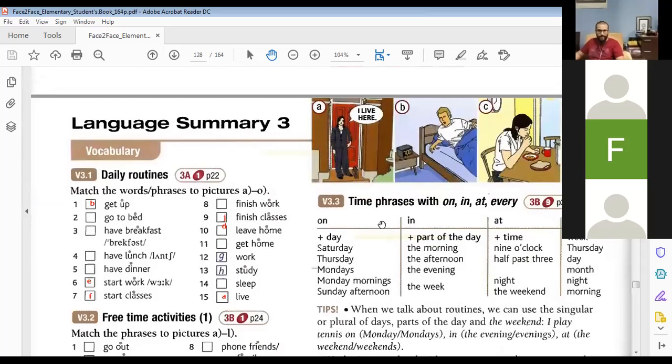Let's check. Yeah. So L, get home, number 11. Get home is L. Which one is finish work? K. What about dinner? M, yeah. And what's after that? Go to bed. Number 2. Go to bed is N. Yeah, and have breakfast we answered, C.